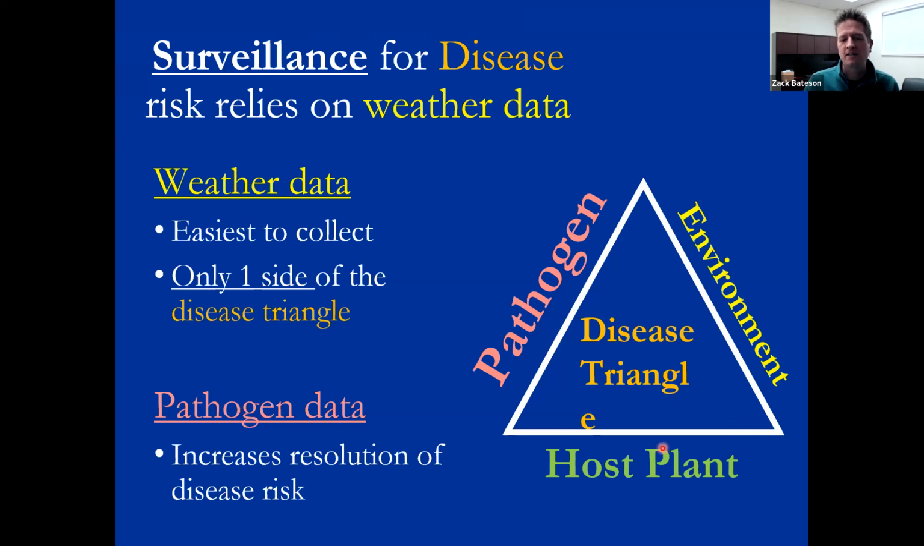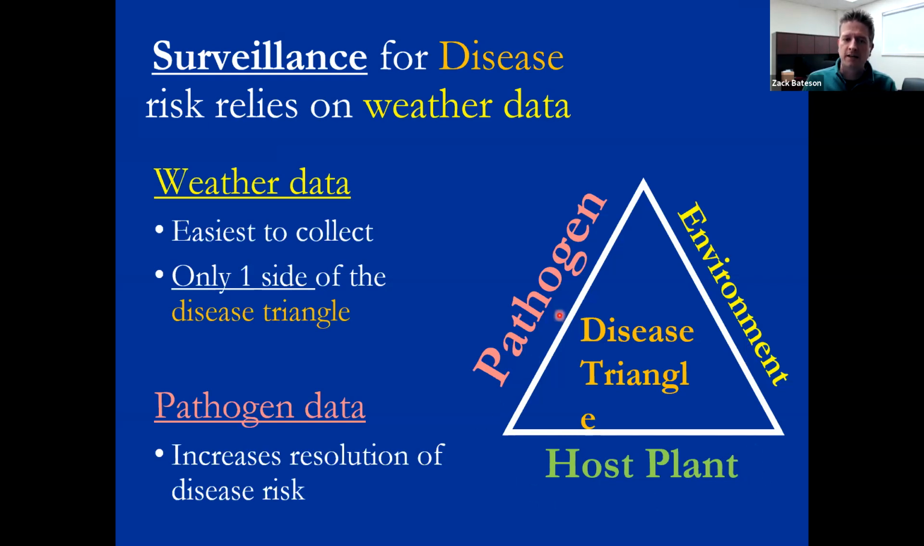However, I want to point out it's only one side of the disease triangle. So whenever you talk about disease and pathology, all 3 sides of this triangle have to be present for disease to show up. And so when you're looking at weather data, you're really only looking at environmental data. So you're looking at the temperature, precipitation, drought, things like that. Incorporating the host plant susceptibility, the variety, will help improve these models.